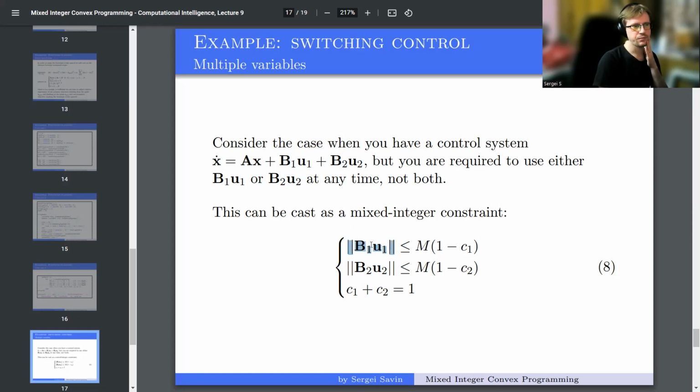You'd say, okay, norm of B1 times U1 has to be less than or equal to big M times 1 minus C1. Norm of B2 U2 has to be less than or equal to this guy. Why does it relax? Well, because if M is big and C1 is equal to 0, this is just a big number. So this doesn't constrain you to anything. It just says that U1 has to be inside some huge ellipsoid. It doesn't matter. But if C1 is equal to 1, then this guy is equal to 0. This whole thing is equal to 0.